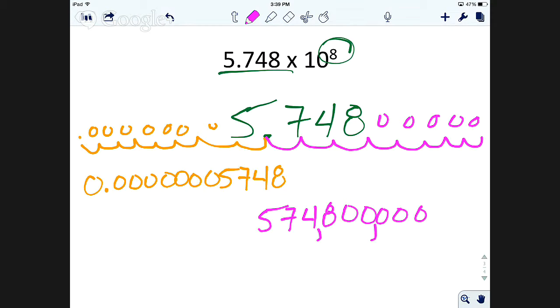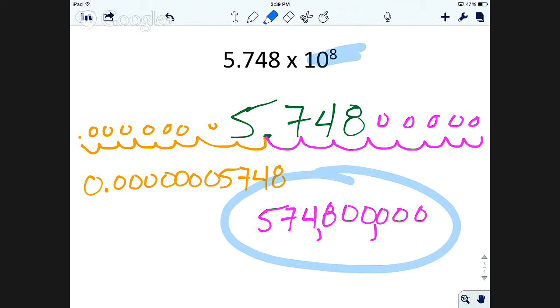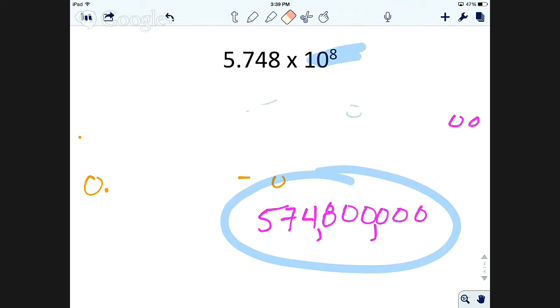So which is the right answer? When I go back and look at my original number, the exponent is positive. And positive means it's a big number. So what all that means is 5.748 times 10 to the 8th would be the same as 574,800,000, right? Not too bad. Cool. Let's look at another example.